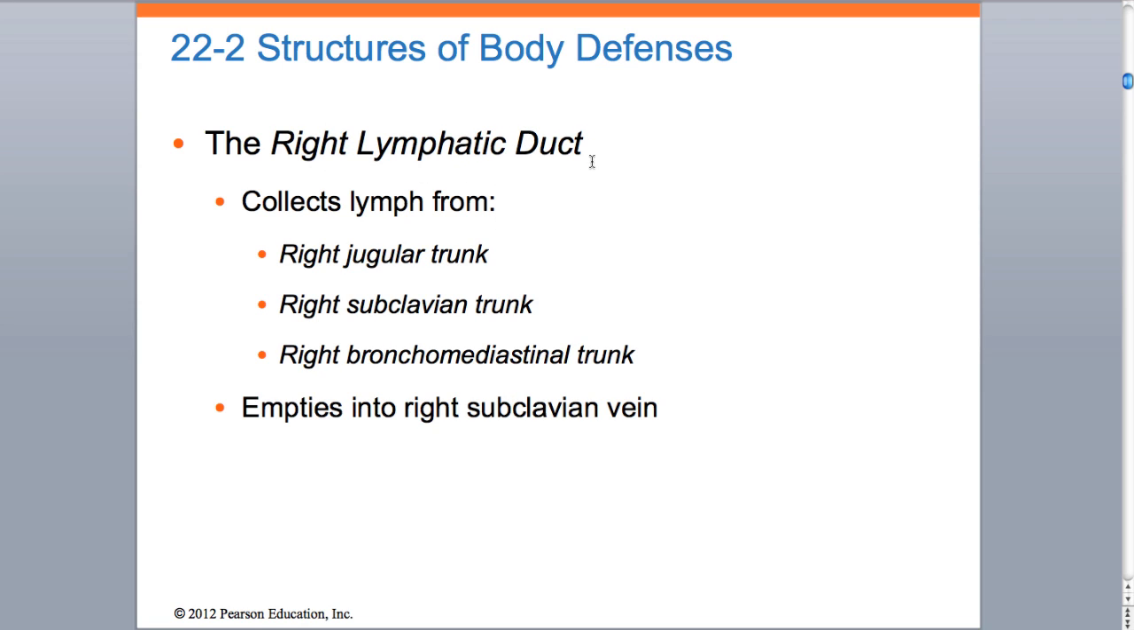All right, here we go. The right lymphatic duct will have the right jugular trunk, right subclavian trunk, right bronchomediastinal trunk, and it empties into what? The right subclavian vein. So you can see that we have two passages. Stuff on the right side of the body will end up where? In the right subclavian vein. Stuff on the left side of the body will end up in the left subclavian vein. And where is that subclavian vein? In the shoulder region.